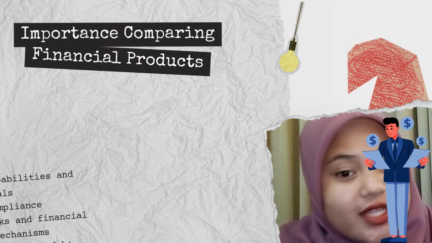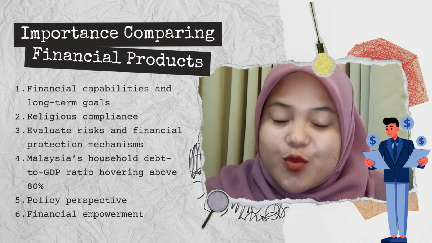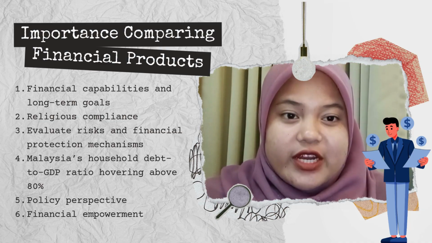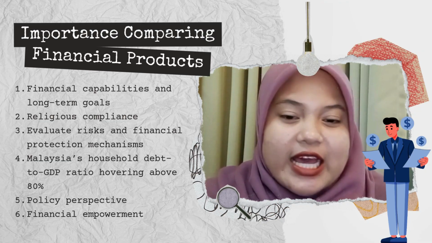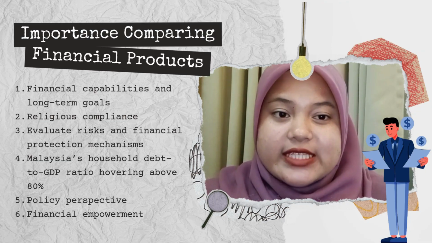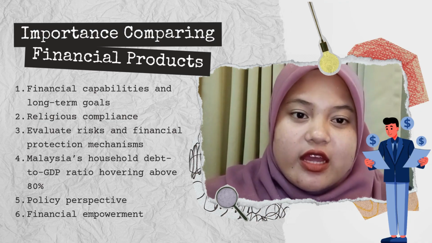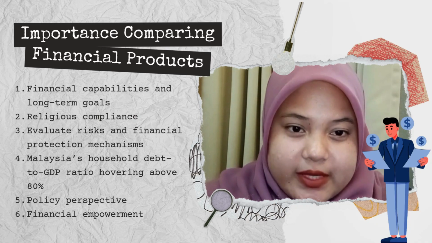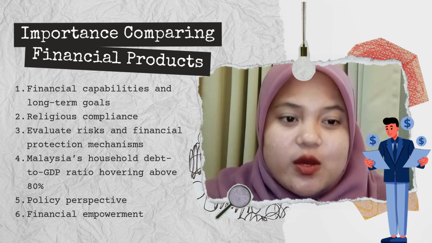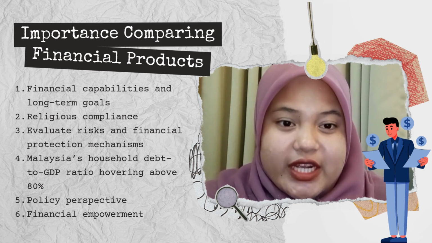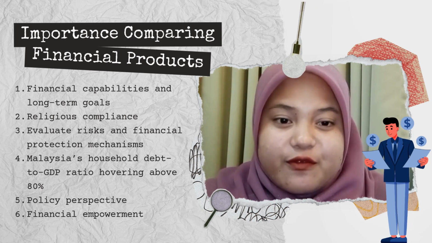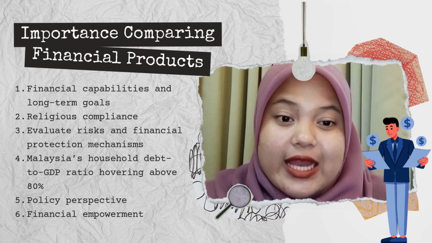After the objective, now we go to the importance of comparing financial products. The first one is financial capabilities and long-term goals. The second one is religious compliance. The third one is evaluating risk and financial protection mechanisms. The fourth one is Malaysia's household debt to GDP ratio hovering above 80%. Fifth, policy perspective. Last but not least is financial empowerment.